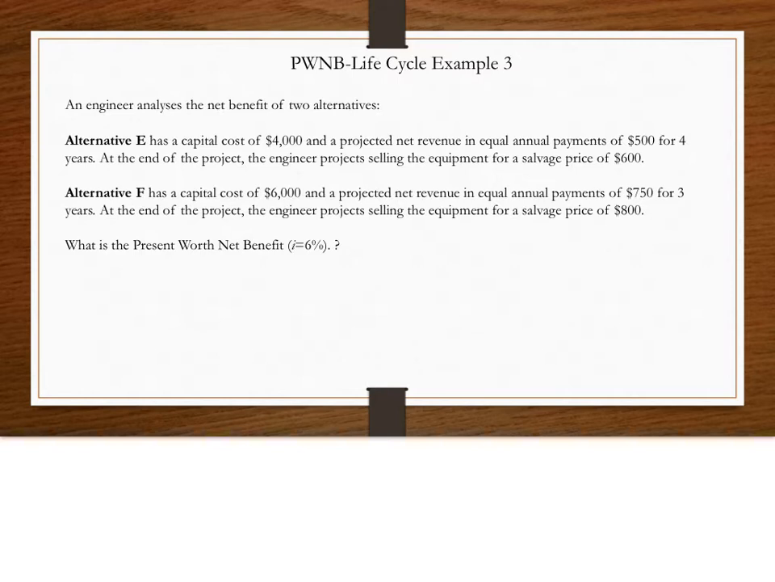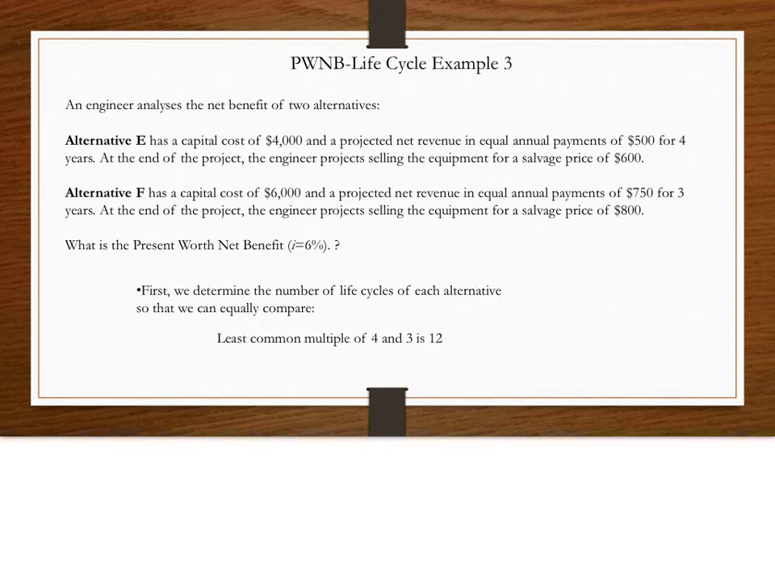Using an interest rate of 6%, we need to determine the present worth net benefit of each alternative. First, we have to determine the equivalent length of the project life at which both alternatives can be analyzed. Since the least common multiple of 4 years and 3 years is 12 years, each alternative will be analyzed with a 12-year project life. So alternative E will have 3 life cycles, while alternative F will have 4 life cycles.